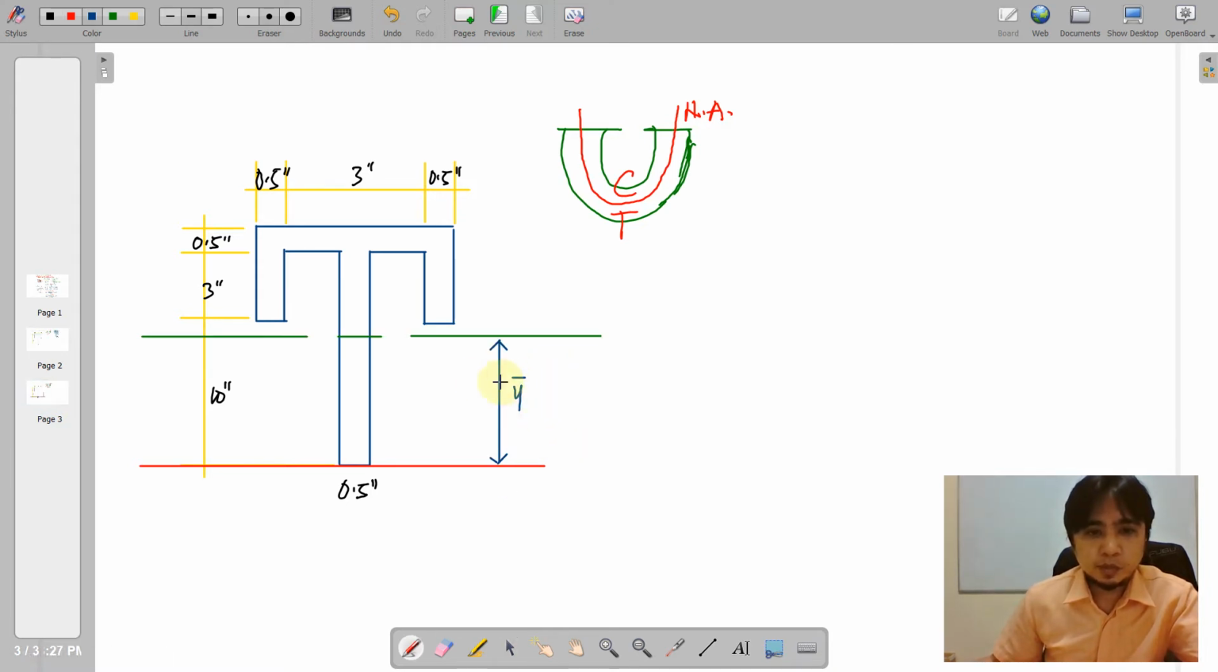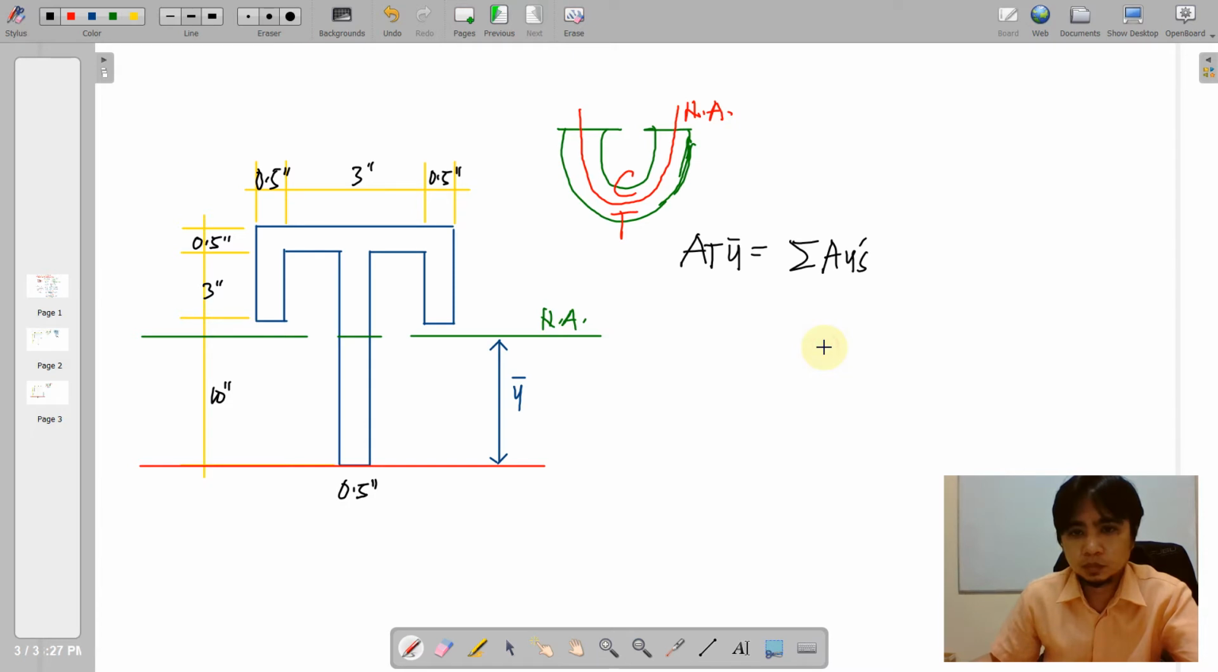So y-bar is actually measuring the neutral axis from your reference line. Say that is your neutral axis. And then we start to have this procedure wherein the total area is multiplied by y-bar and equated to the summation of a times y of all of the shapes involved here.